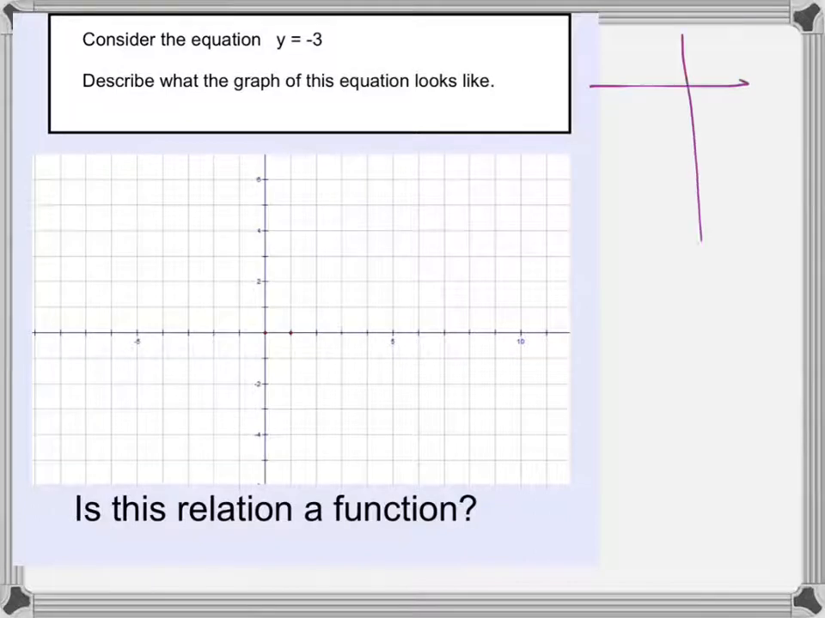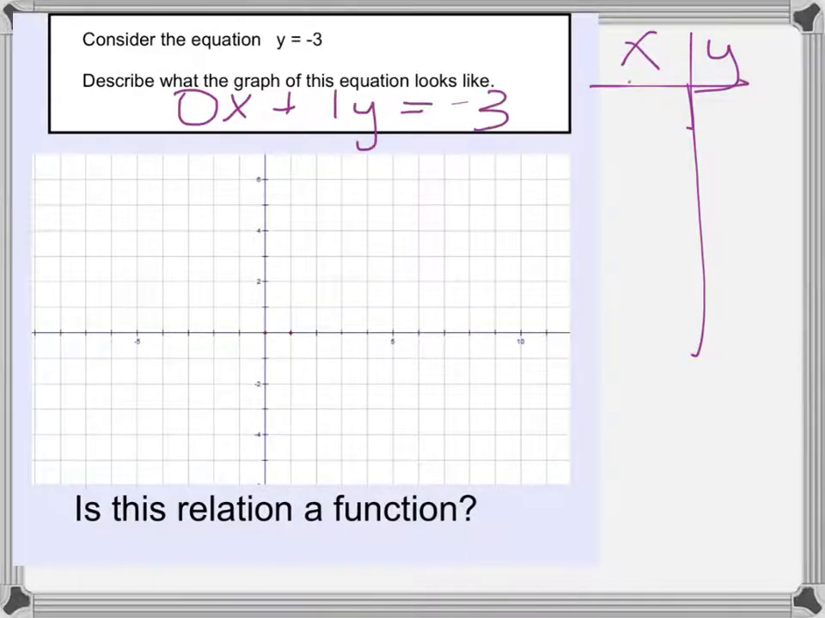Okay, if y is equal to negative 3, so let's just think about some x and y pairs that would work here. Remember, y is equal to negative 3 is the same thing as 0 times x plus 1 times y is equal to negative 3. And so you're going to have the same situation as you had before, where every time you substitute a number in for x, that term in the equation will always be 0. So you're just going to be left with y is equal to negative 3.